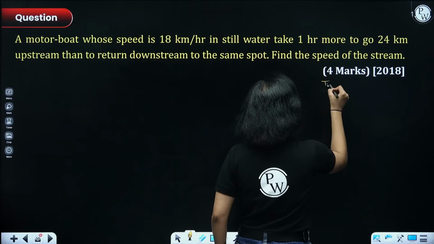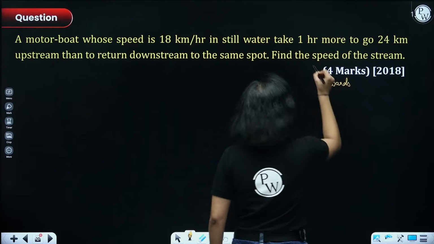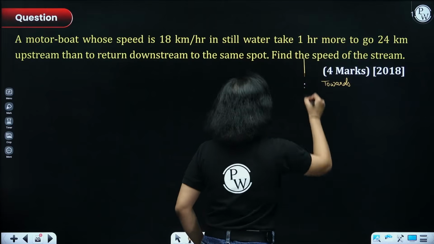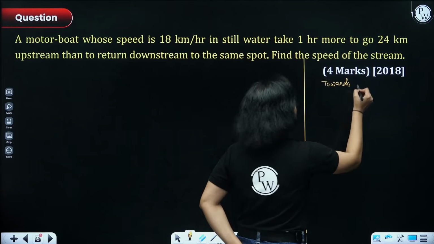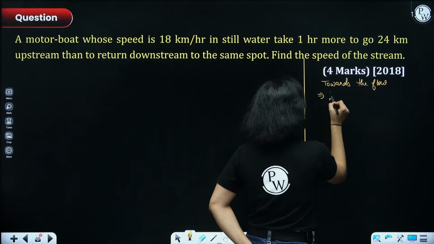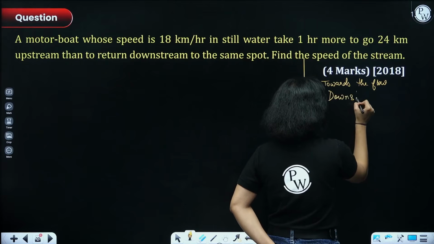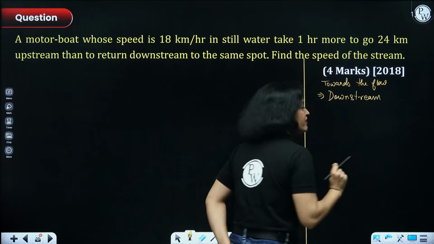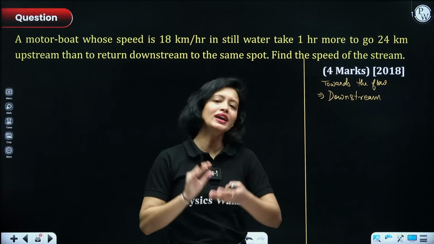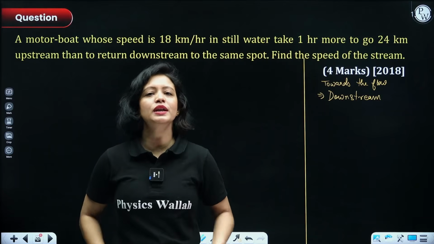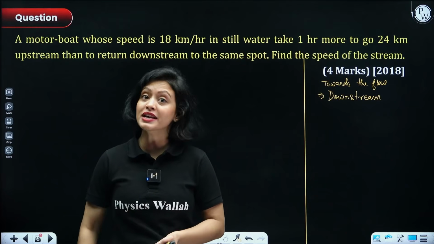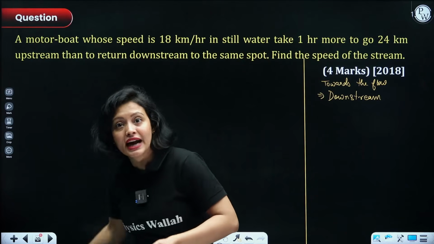So if it is going towards the flow, so that is called, everyone, downstream. Okay, going downstream. So whenever we are talking about a boat going downstream, matlab it is going towards the flow of the water. So in this case, what would happen? There would be a speed with which the boat is running. Obviously, the boat would be running, right? It would have its speed. And there would be a speed of stream also, right? The waves, the stream, that is also running, right?